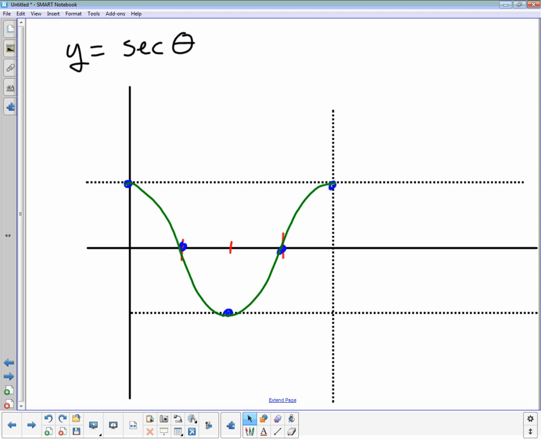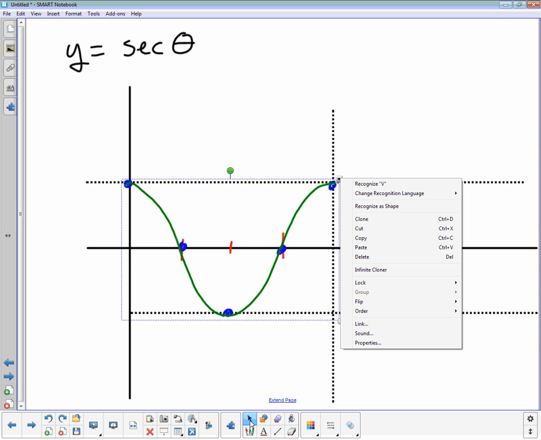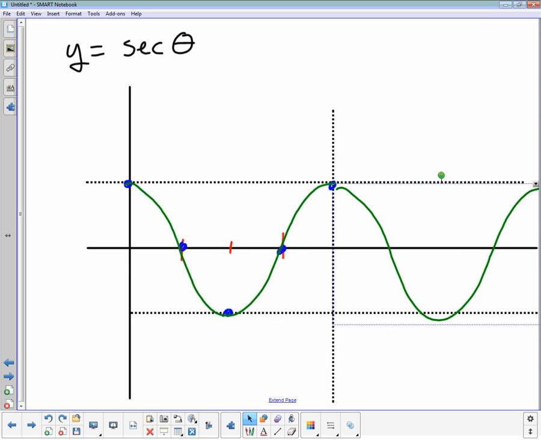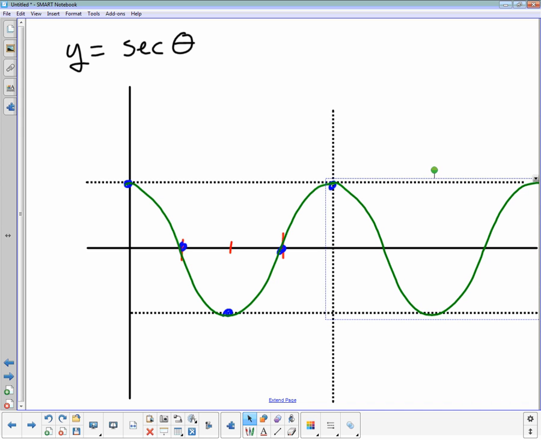All right. When you decide to graph a secant, that cosine wave needs to be drawn really, really lightly, or not at all, because it's only there as a guide. Okay, I'm not asking you to graph the cosine. I am asking you to graph the secant.